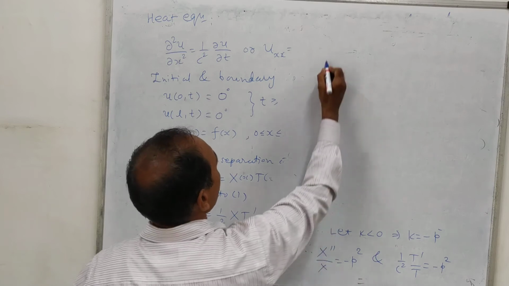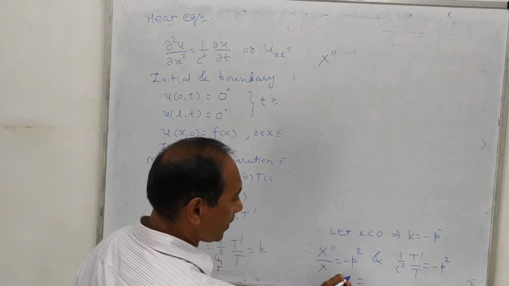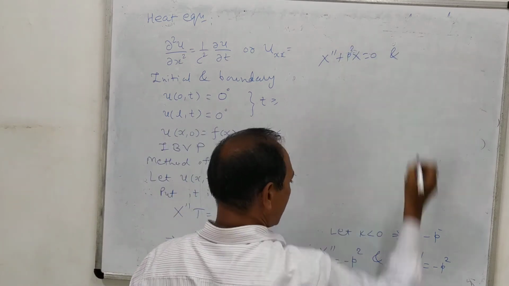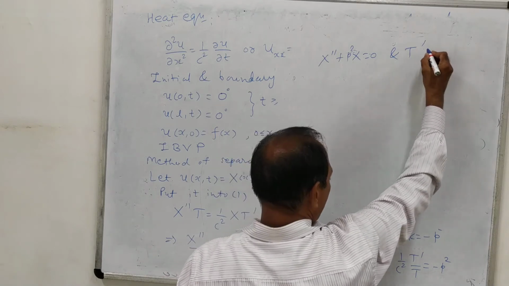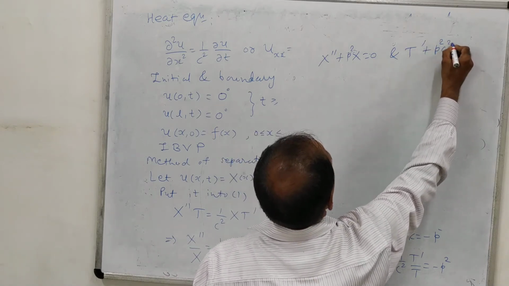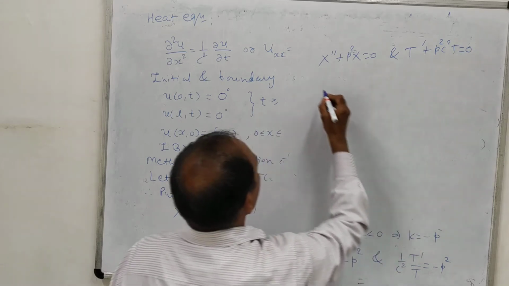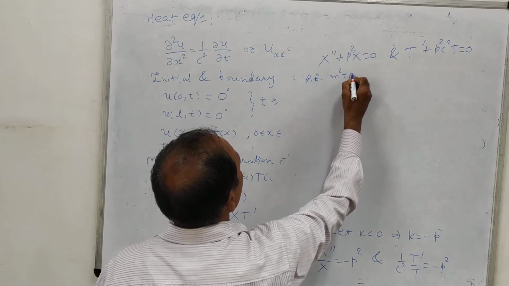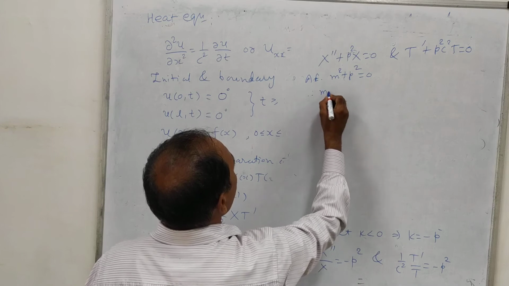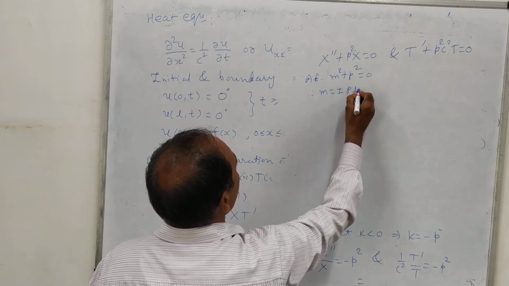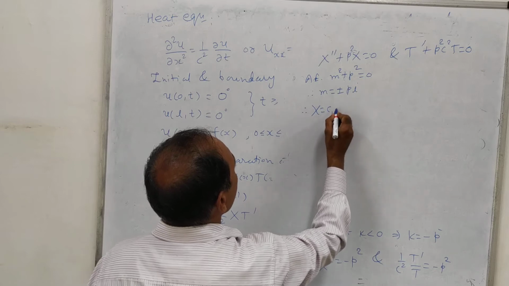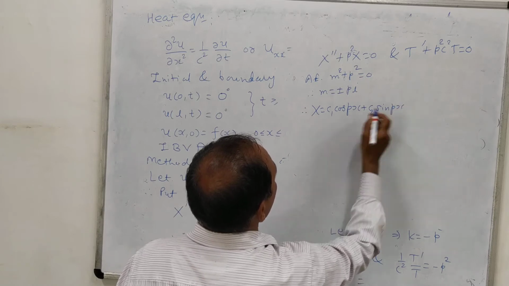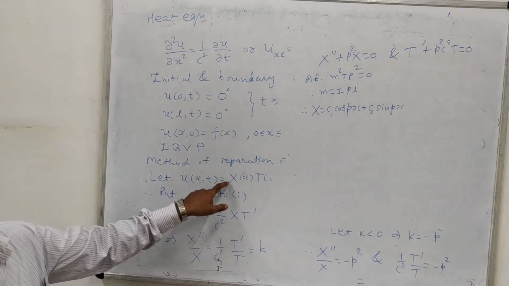First we will see this part. It is X double dash equal to minus p square into capital X. That means X double dash plus p square capital X equal to 0. And the second equation we will get as T dash plus p square c square T equal to 0. Therefore, if we solve the first equation, it has the auxiliary equation m square plus p square equal to 0. Therefore, we have m equal to plus or minus ip, and therefore the solution will be written as c1 cos px plus c2 sin px. These have been written in terms of small x, because capital X is a function of small x.